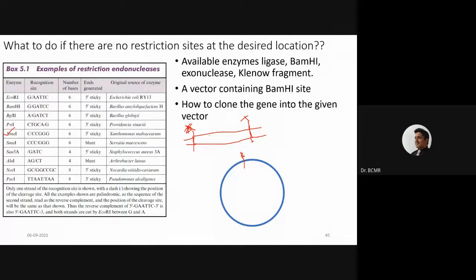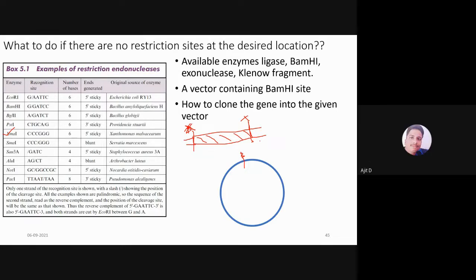So how will you clone the gene? The purpose of constructing this recombinant DNA is just to clone the gene of interest, or the fragment of interest. So what should be there? The available enzymes I have given you are ligase, BamHI, exonuclease, Klenow fragment. And the vector has BamHI. How will you proceed with making a recombinant DNA? As soon as you're done, please post it on the WhatsApp group. I will try to have a look at it then and there.